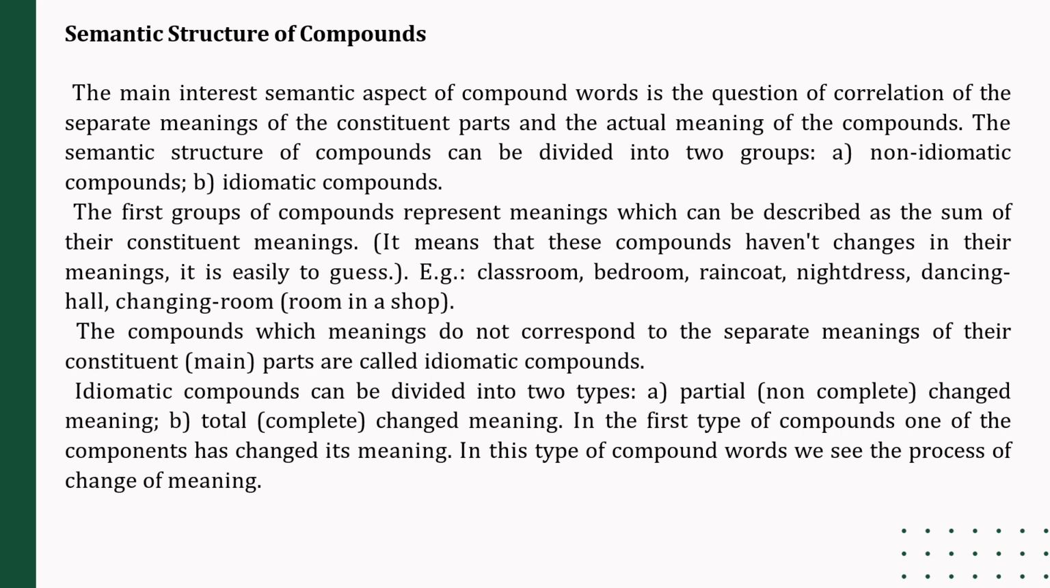The compounds whose meanings do not correspond to the separate meanings of their constituent parts are called idiomatic compounds. Idiomatic compounds can be divided into two types: partial, with not complete changed meaning, and total, with completely changed meaning. In the first type of compounds, one of the components has changed its meaning. In this type of compound words, we see the process of change of meaning.